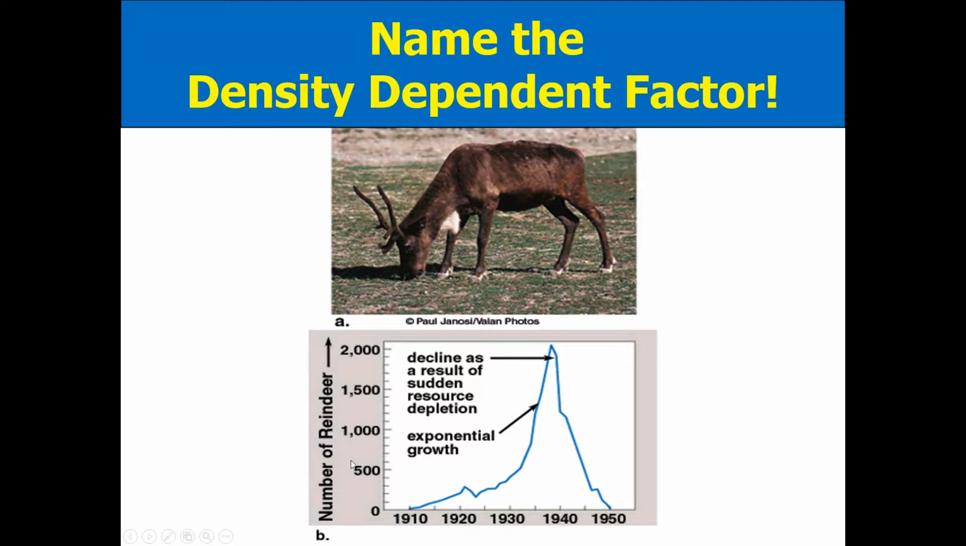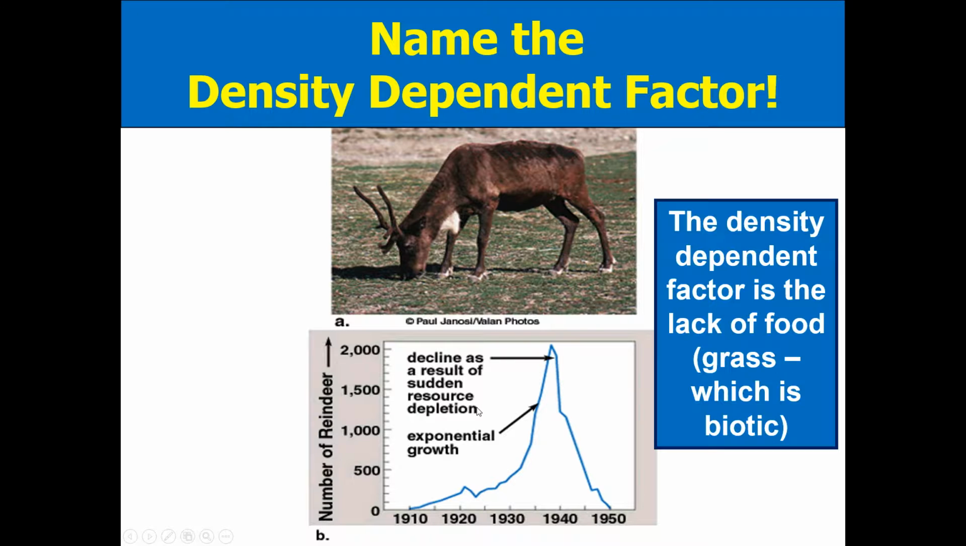Name the density dependent factor. So again, let's take a look at the graph. We have the number of reindeer, and we have decline as a result of sudden resource depletion. So the density dependent factor in this case is the lack of food, or grass, which is biotic.